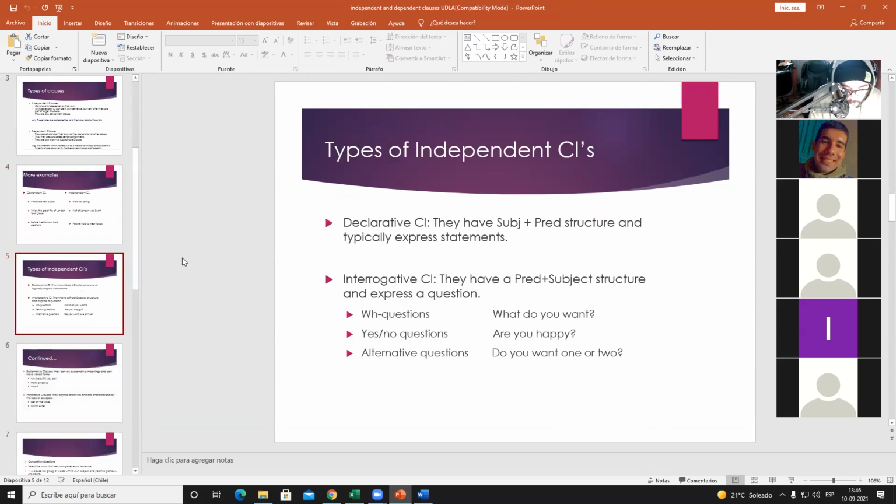Independent clauses, on the one hand, are of different types. They are not just of one type. You can find declarative clauses, which are basically statements, like, for example, I play football, you don't play tennis and stuff, right? They have a subject predicate structure, that is to say, they have a valency pattern.